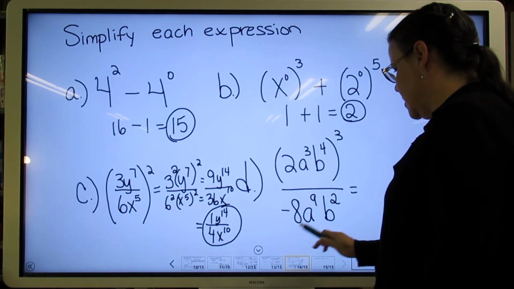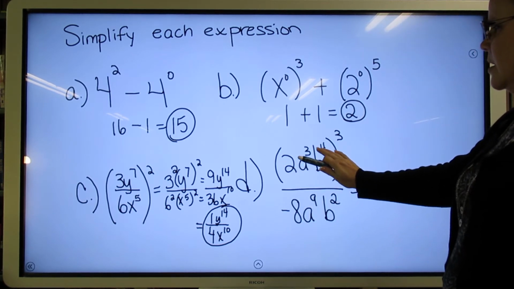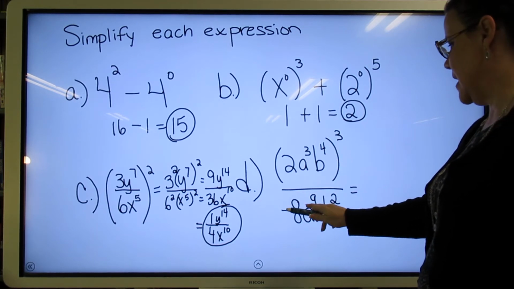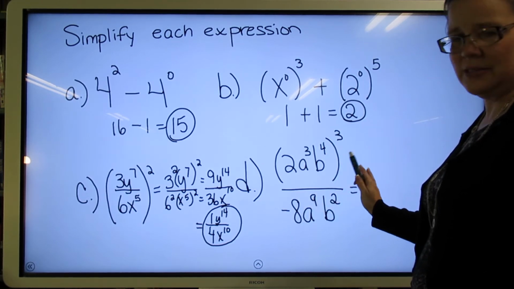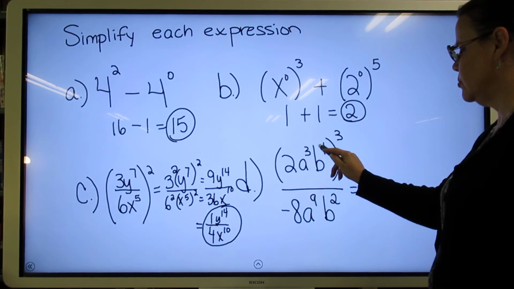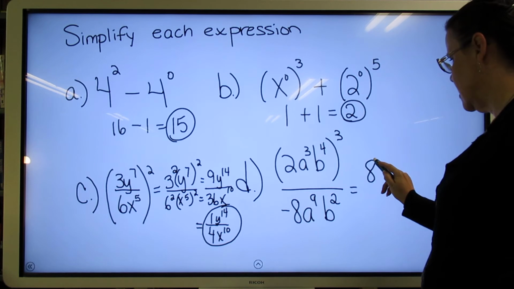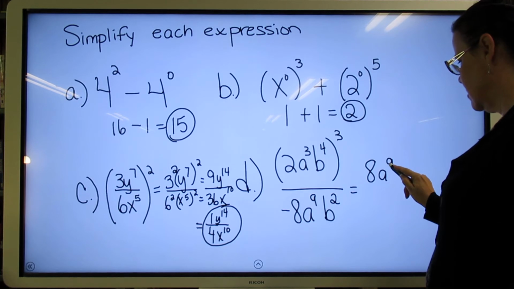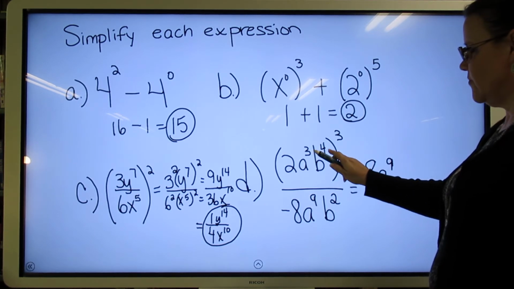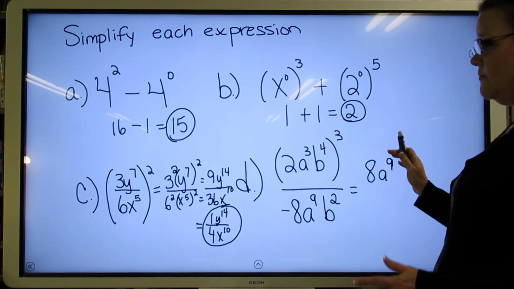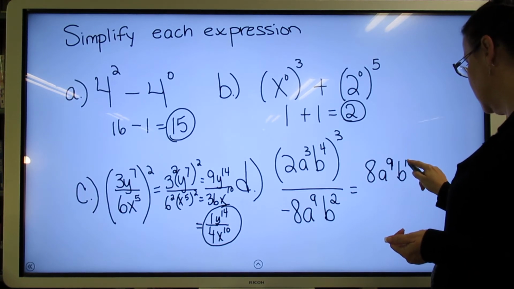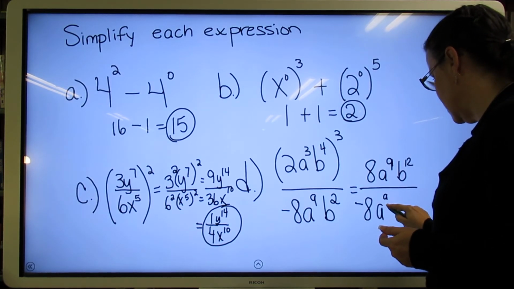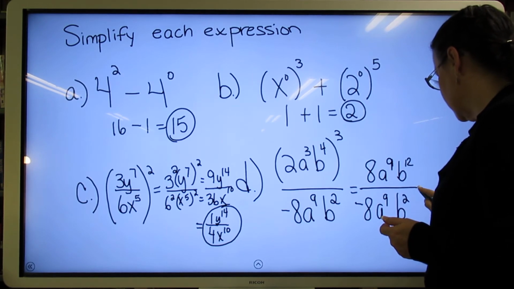And then this one, you have 2a cubed b to the 4th power to the cubed. And then you have negative 8a to the 9th b squared. Okay, so 2 to the 3rd power is 8. A cubed to the cube is 3 times 3 is 9. B to the 4th cubed would be 4 times 3 is 12. And then you have negative 8 a to the 9th b squared.